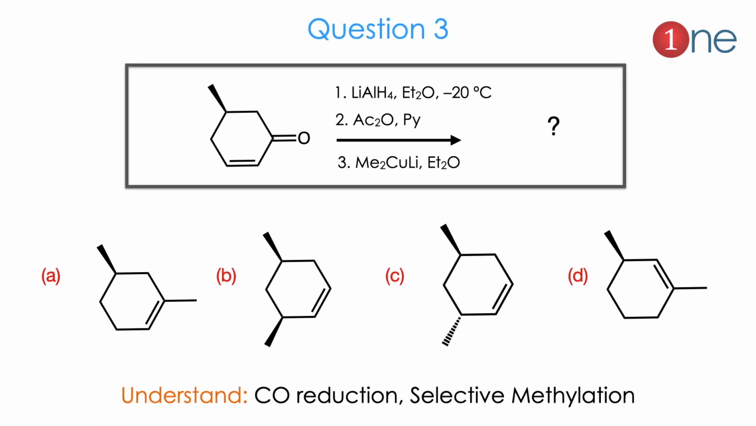Then question number 3. The starting material is conjugated cyclohexanone attached with a methyl group. The methyl group is above the plane. Here they give the reagents lithium aluminum hydride, acetic anhydride and pyridine, and an organometallic reagent, copper methyl, with solvent. Here they ask you to guess the product. Here you have to know there is C=O reduction as well as selective methylation. So you have to know which one is which.